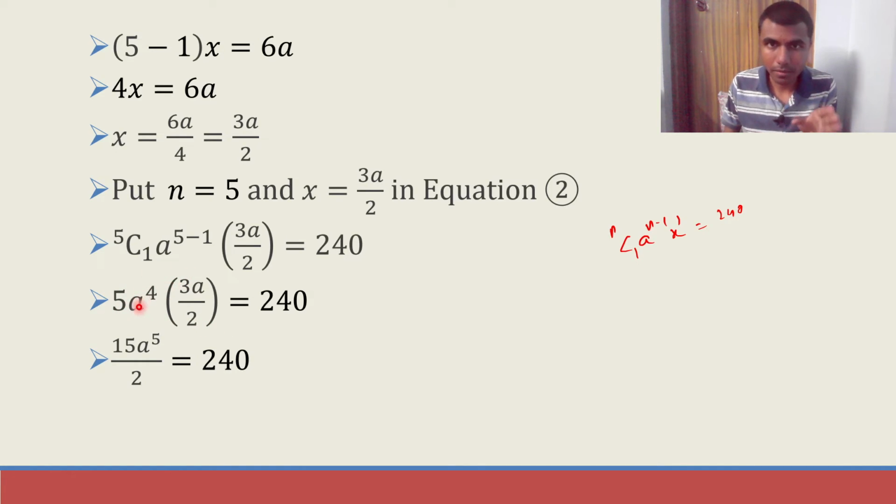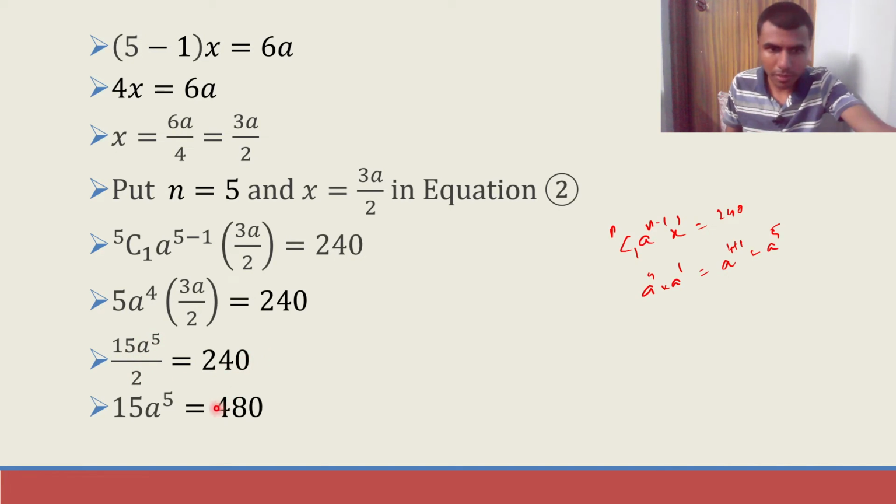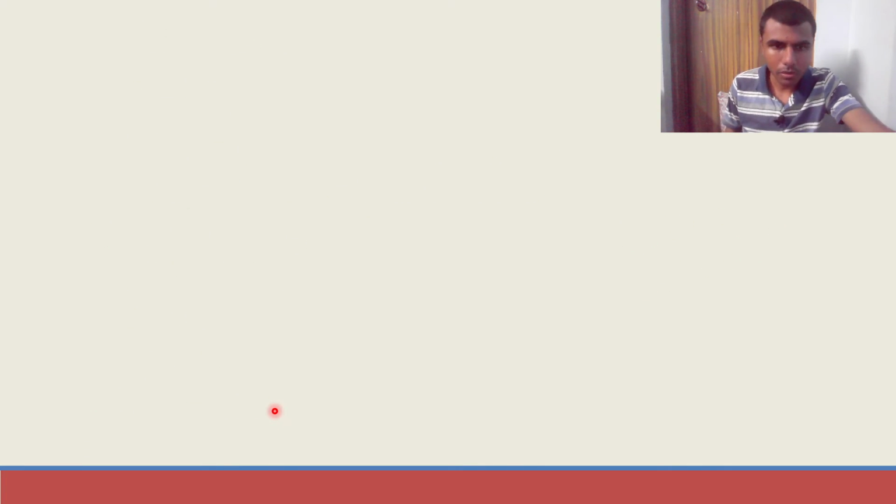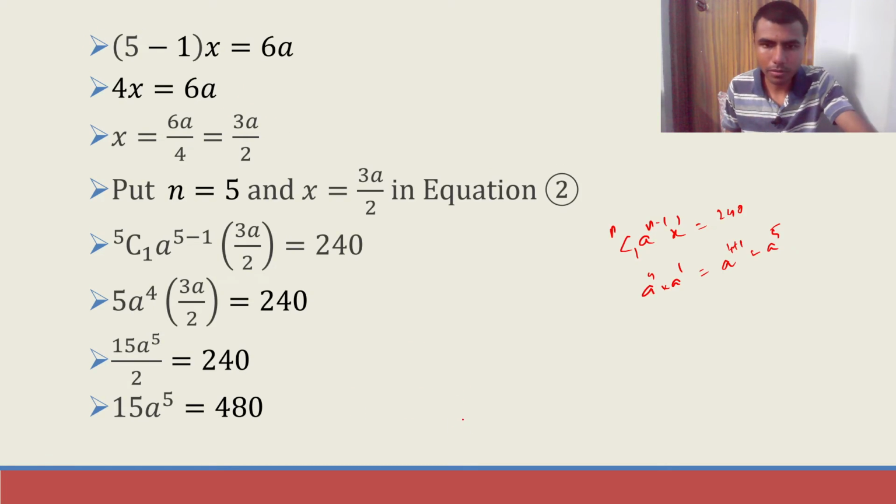5 3s are 15. A power 4 into a power 1 is nothing but a power 4 plus 1, which is a power 5. So 15 a power 5 by 2. Now send the 2 to that side, so I get 15 a power 5 is 480. Now send 15 to the RHS, so a power 5 is 480 by 15.